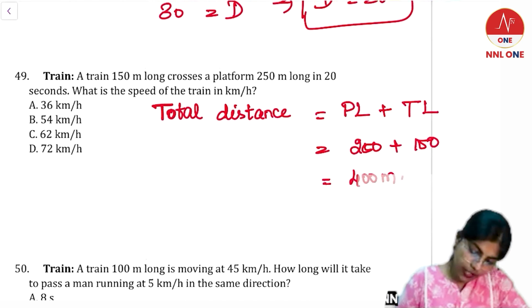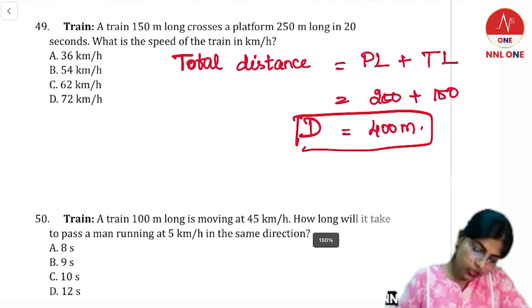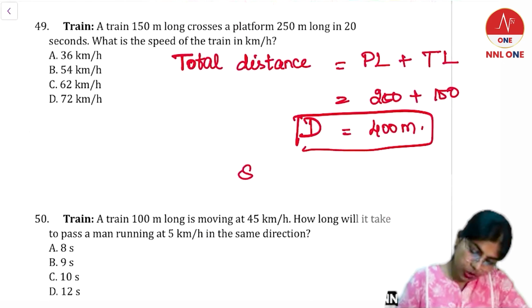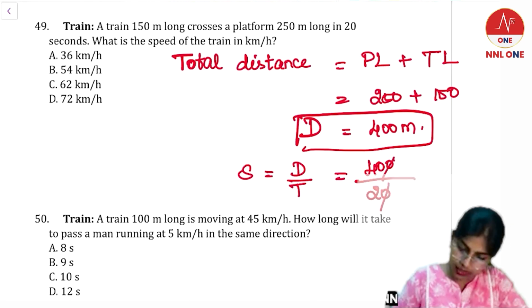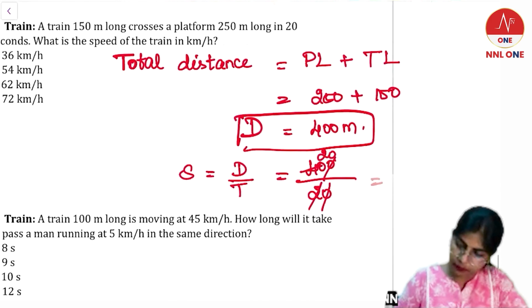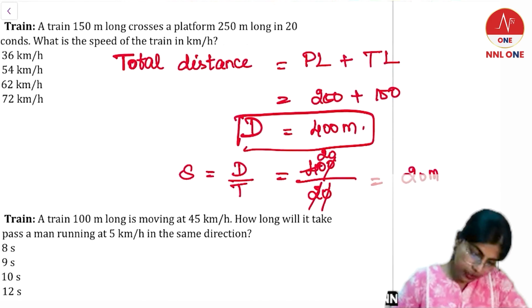What are we asked to find? Speed. We found the distance, that is 400 meter. What is the speed of the train? Speed is equal to distance traveled by time taken. The distance here is 400. Time taken is 20 seconds. I'm cancelling it here, 0, 0. 2 into 2 is 4. 20 meter per second.